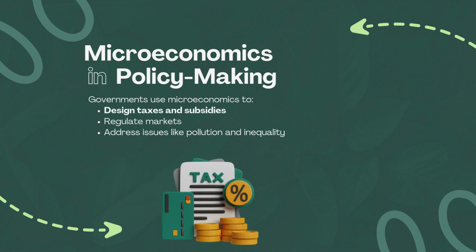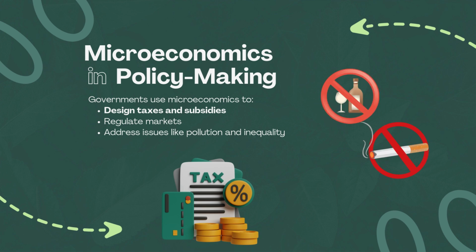Microeconomics guides governments in creating tax policies and subsidies that influence behavior. For instance, taxes on tobacco and alcohol are intended to reduce consumption of these goods, while subsidies for renewable energy encourage eco-friendly practices. By understanding consumer responses to taxes and subsidies, governments can promote socially beneficial outcomes.